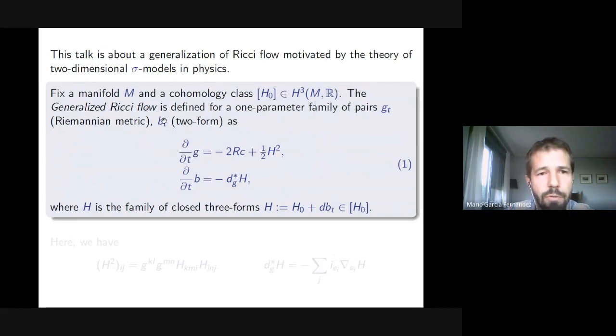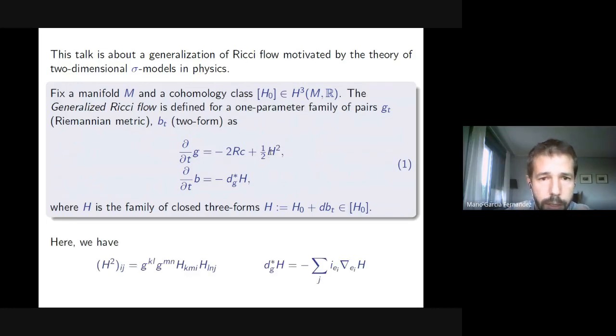Then the generalized Ricci flow is defined for a one-parameter family of pairs given by g_t, a Riemannian metric on the manifold, and b_t, a two-form on the manifold. These are the evolution equations of the metric and the two-form. Here I have to explain something. Ricci is the Ricci tensor of the metric, depending on t. I'm not going to write down the dependence on t on the right-hand side, but it's there. This term here is like usual Ricci flow. And then here I have a quadratic expression in H.